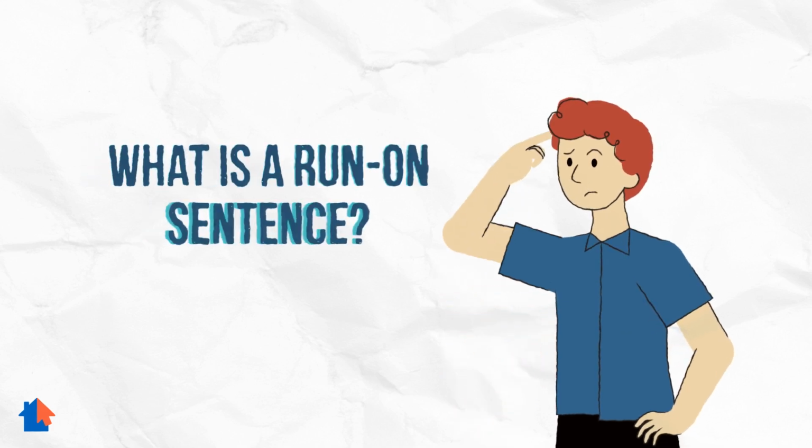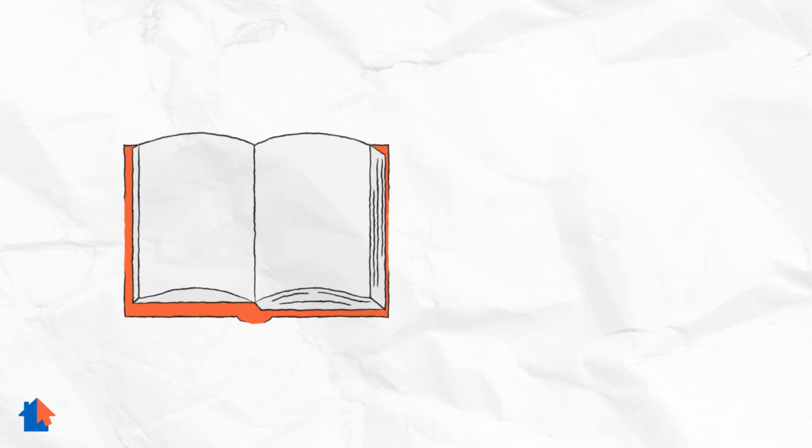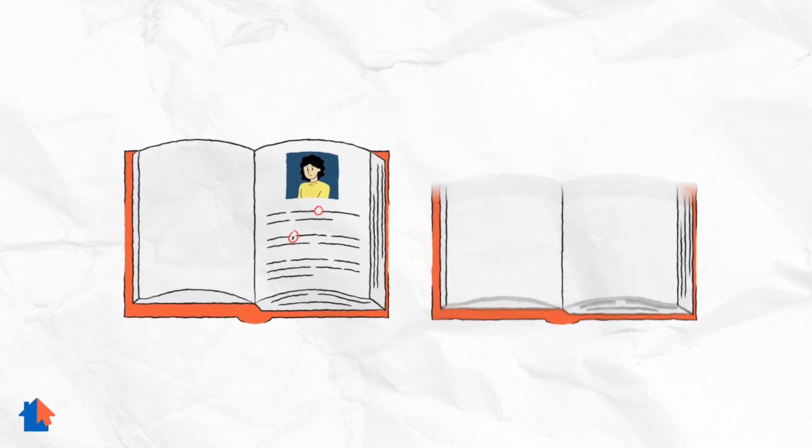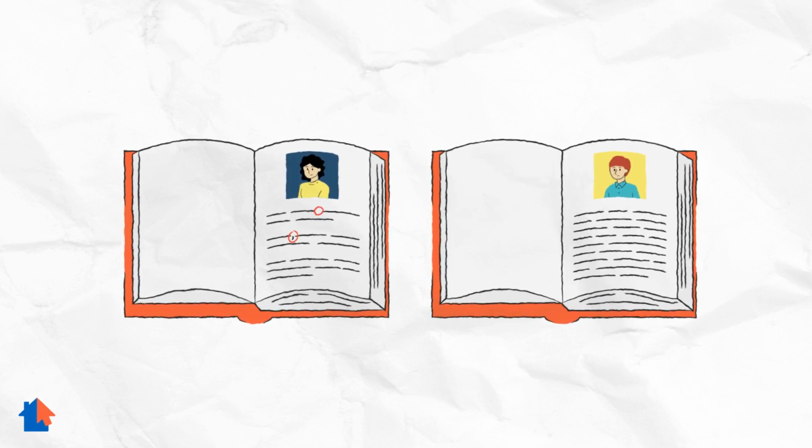What is a run-on sentence? Some writers use long sentences, while others prefer short sentences. Correct sentences can be very long or very short as long as the pieces are put together or separated the right way. A run-on sentence is a sentence that doesn't have proper punctuation or conjunctions between two separate clauses. This applies to both long and short sentences.